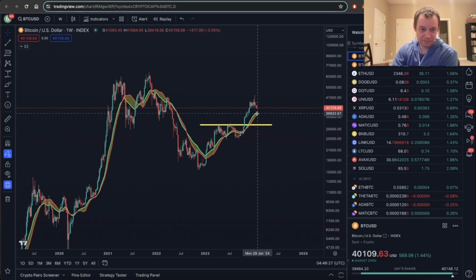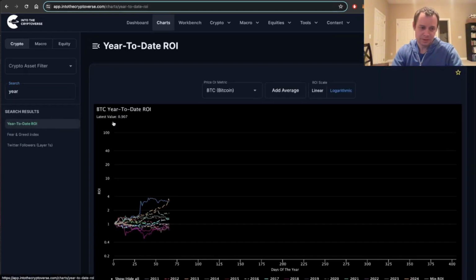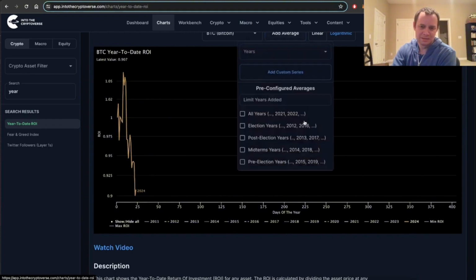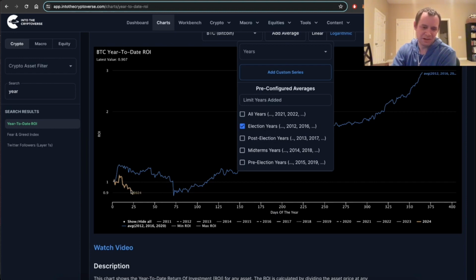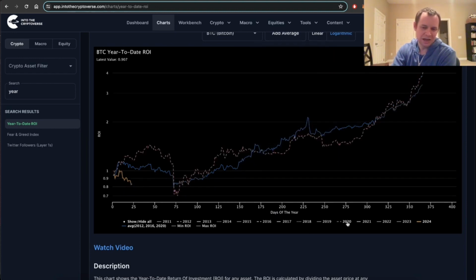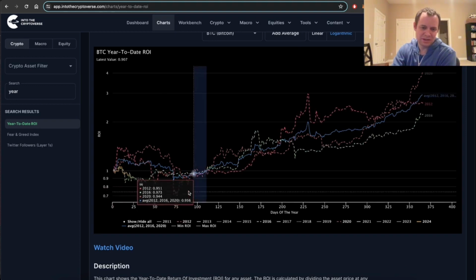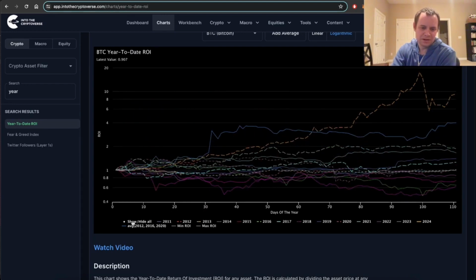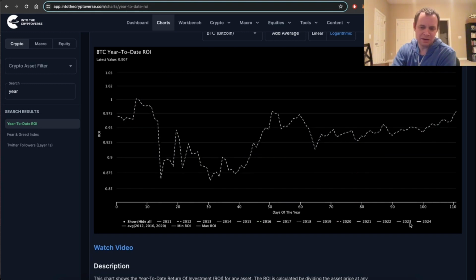But in terms of things like year to date ROI 2024, averaging out all prior election years, it often sort of fades early on, right? And so I think at this point, it really is hard to say. It's still following what happened in 2016, right? So there's definitely two different schools of thought right now, with how Bitcoin is playing out.